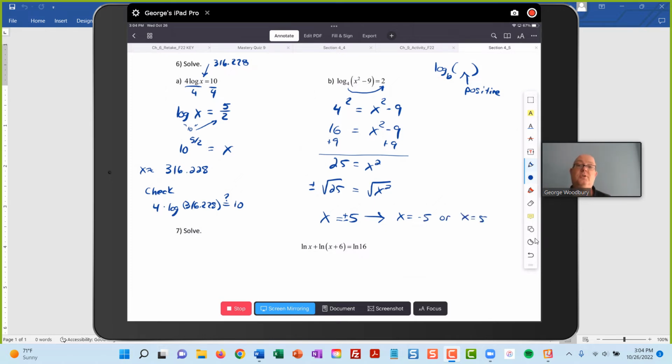We do want to check to make sure that the argument of the logarithm in the original equation is positive. I'm going to check the 5 first.